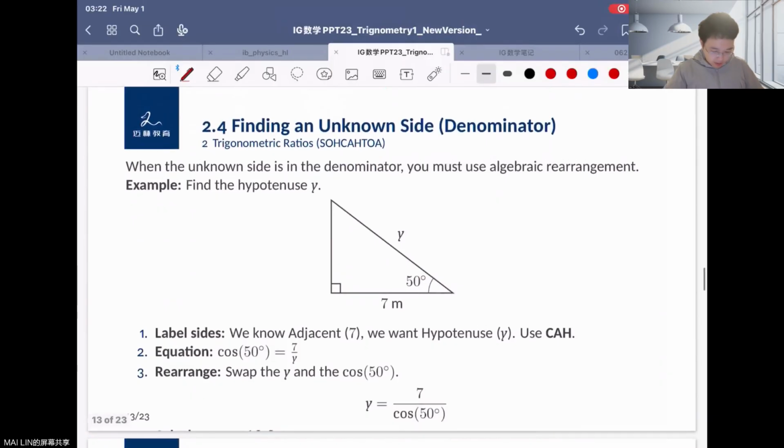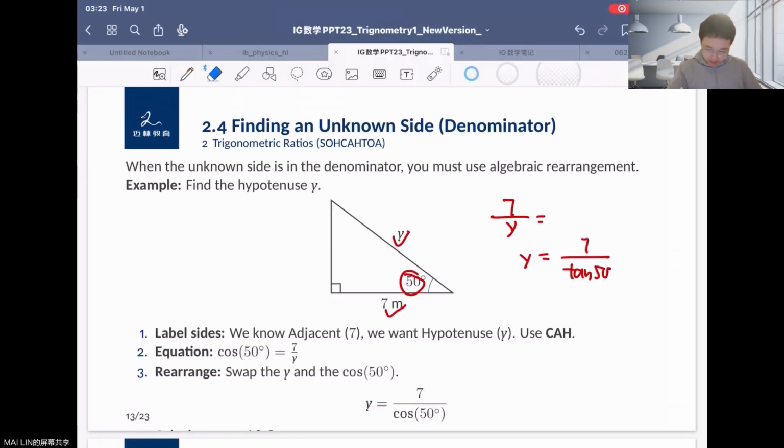For the next part, finding the unknown side y, which is a hypotenuse side, here you have 50 degrees. Here is the adjacent side, 7 meters, and here is y meters. So you can write 7 over y equals tangent 50 degrees. So y equals 7 over tangent 50 degrees. Sorry, it is cosine 50 degrees, not tangent. So here it is cosine 50 degrees. You can use the calculator to calculate 7 over cosine 50 degrees.